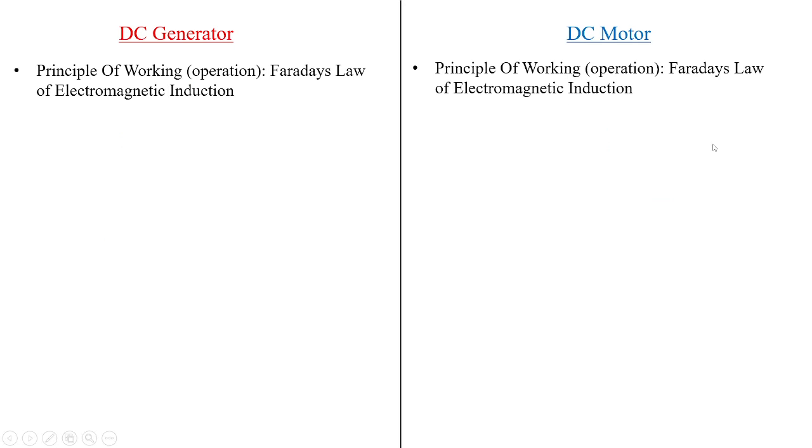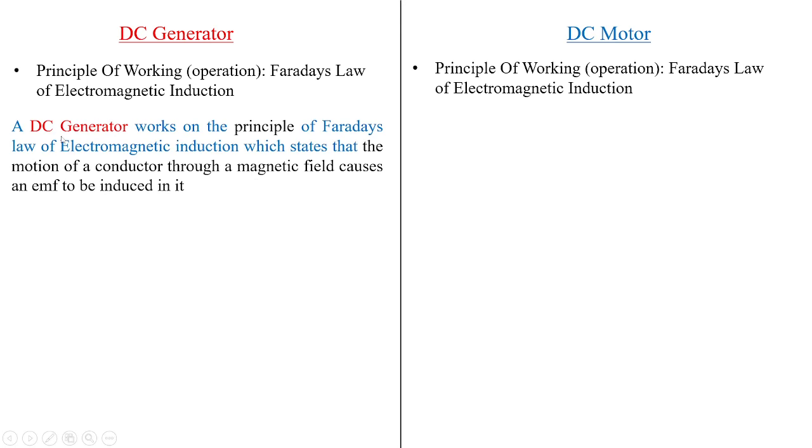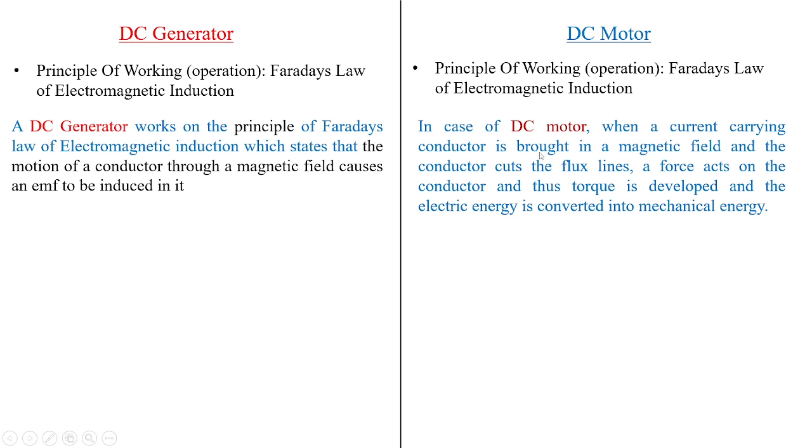So the working principle, as I told you, is almost the same. What is the basic difference then? A DC generator works on the principle of Faraday's law of electromagnetic induction, which states that the motion of a conductor through a magnetic field causes an EMF to be induced in it. Whereas, in the case of a DC motor, when a current carrying conductor is brought into a magnetic field and the conductor cuts the flux lines, a force acts on the conductor and thus torque is developed and the electrical energy is converted into mechanical energy.